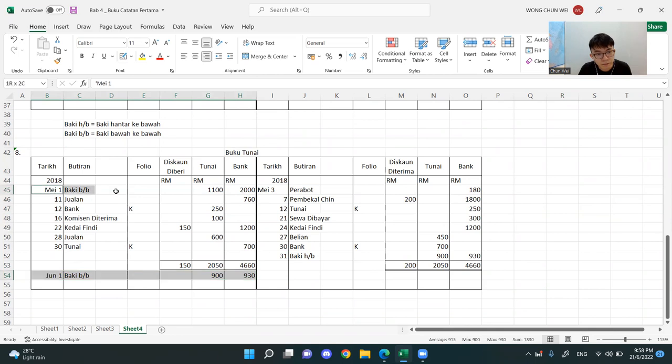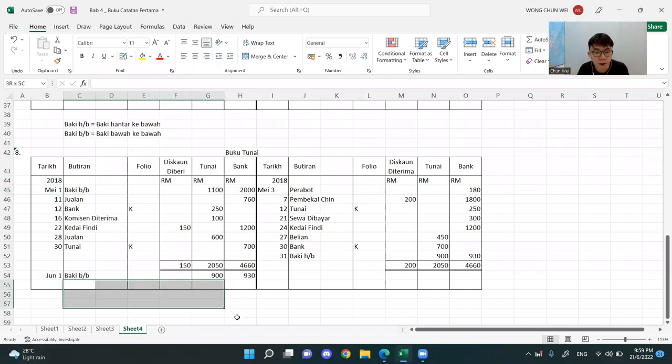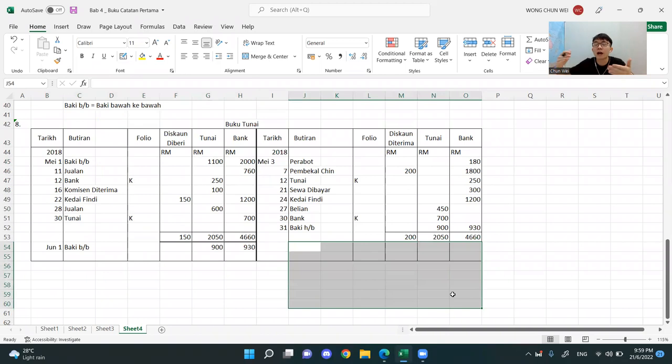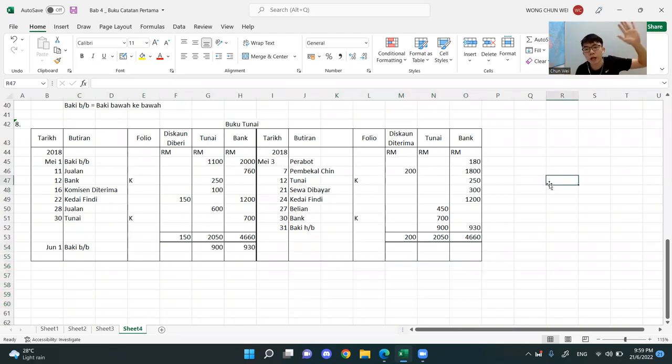It's almost the same. The Baki BB for May 1, June 1, then in June there is the Urus Niaga, there's a new transaction. So in June 13, mereka akan beli belian lagi. After that, mereka akan draw, then they continue. And then they hantar bawah to the new month, which will be July. So July 1 will be Baki BB. So understand or not? Are you done with question 8? If yes, give me an 8 in the chat box.